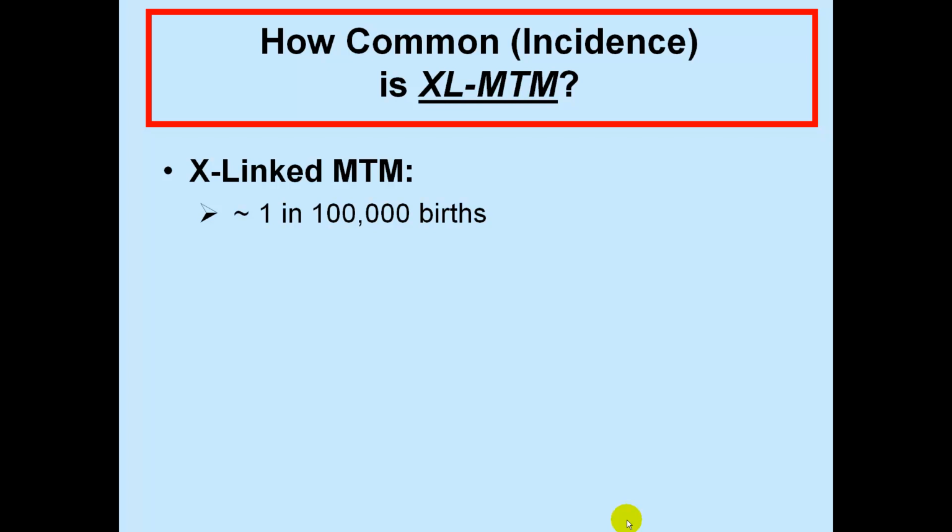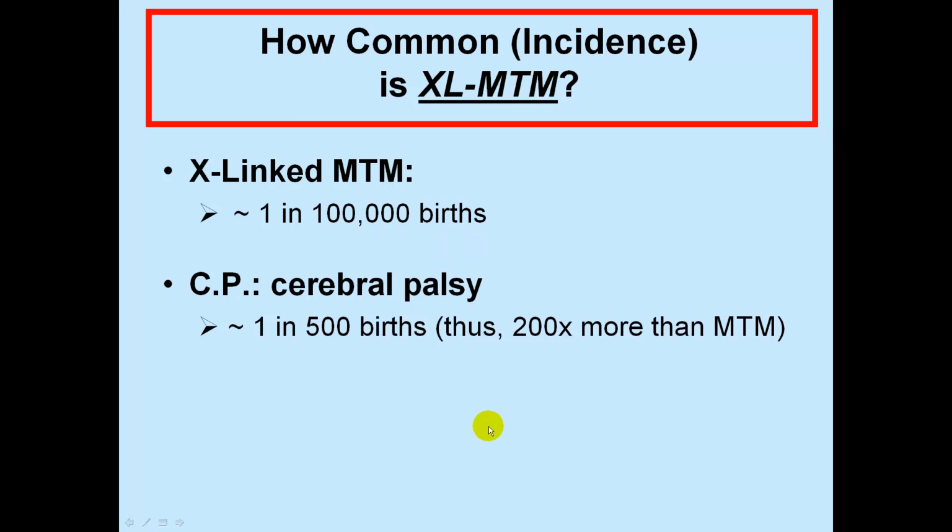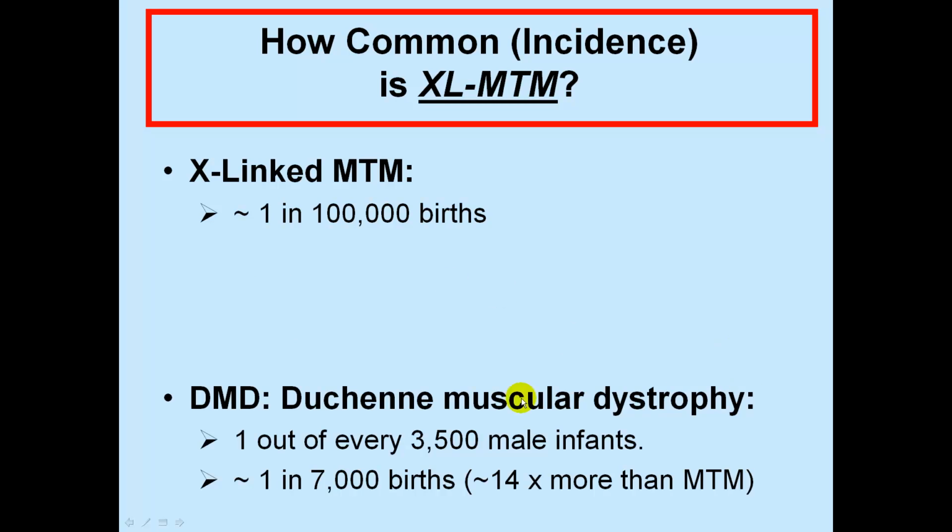So in general then, at least from the French data, we're looking at a proportional incidence of about 1 case of X-linked myotubular myopathy out of every 100,000 births. And let's compare that with a couple of other more common childhood neurologic conditions. Cerebral palsy happens in 1 case out of every 500 births. So cerebral palsy would be about 200 times more common than X-linked myotubular myopathy.